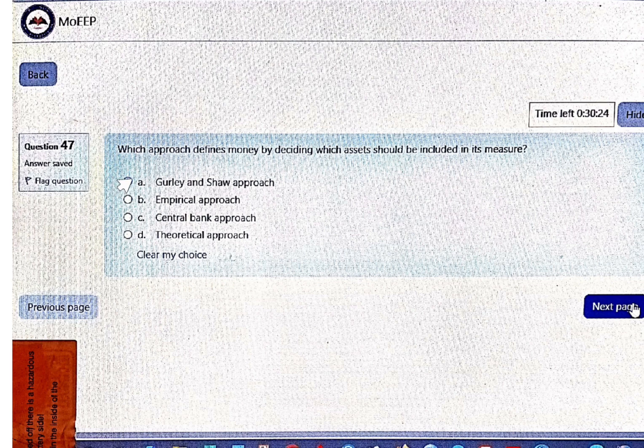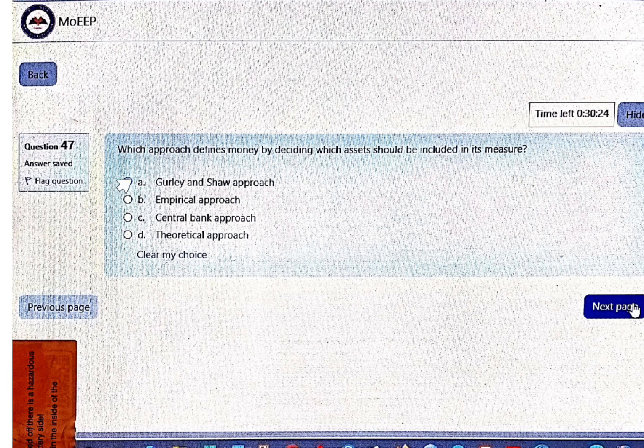Because the Gini and Shaw approach defines money by focusing on which financial assets should be included in the money supply measure. It classifies assets based on liquidity and financial structure. It distinguishes between money and near money assets or financial assets. It helps decide what should or should not be counted as money in the economy. So this approach is widely used in monetary economics to refine the definition of money beyond simple cash and deposits.